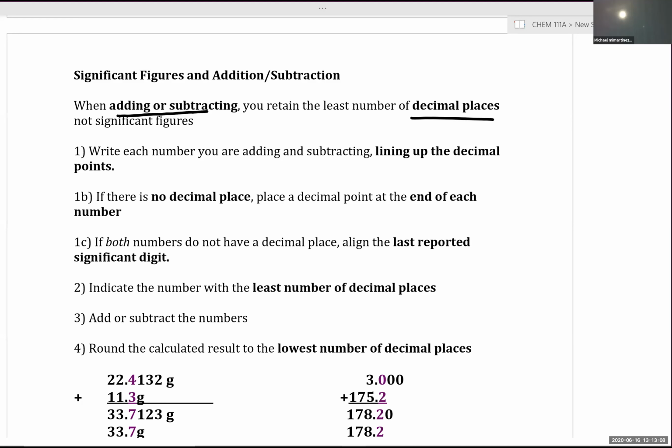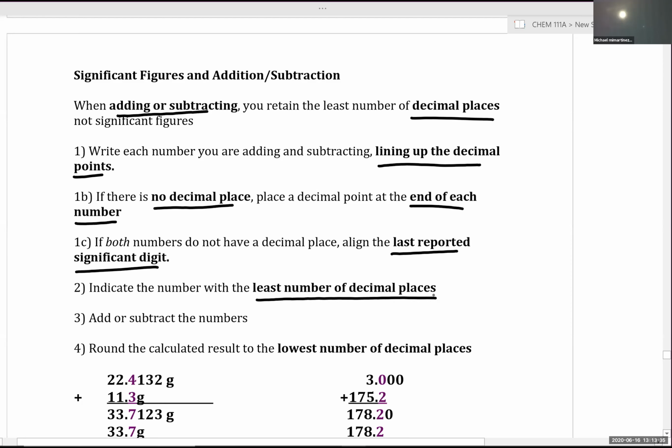So first and foremost, for addition and subtraction, you're going to write each number and you want to line up the decimal point. If there is no decimal point, you're going to place a decimal point at the end of each number. Now, if both numbers do not have a decimal place, then you're going to align the last reported significant digit. You're going to find and indicate the number with the least number of decimal places, add and subtract as normal, and you're going to round the calculated result to the lowest number of decimal places.